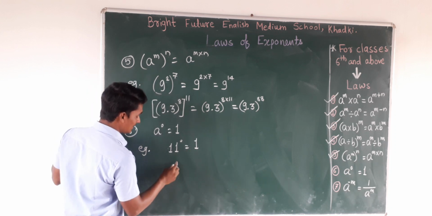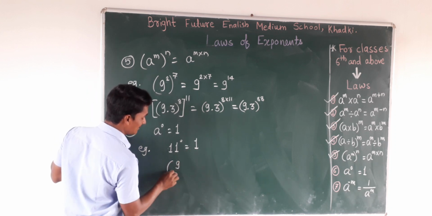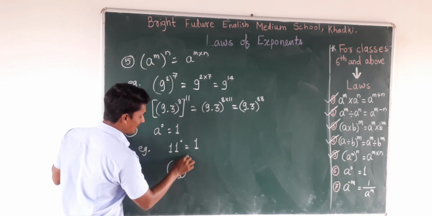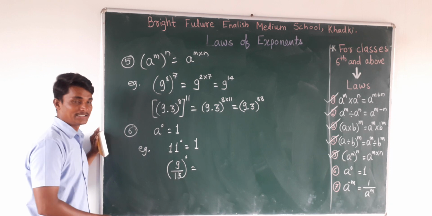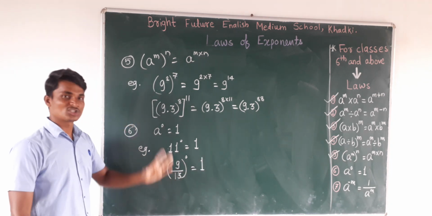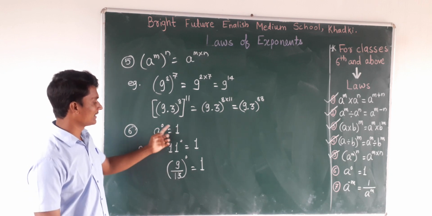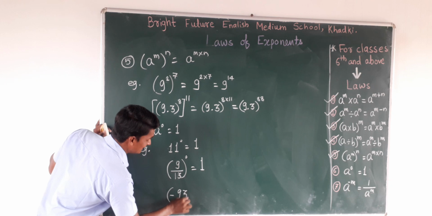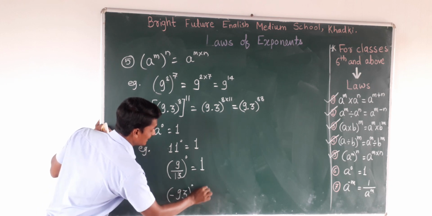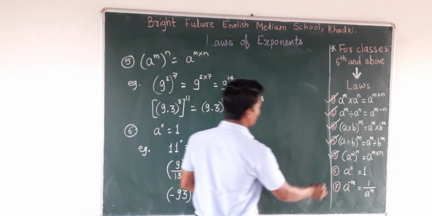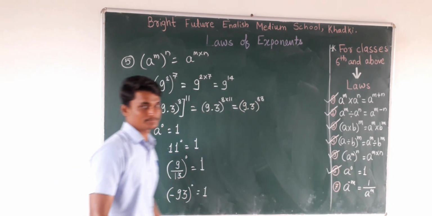If you write fractional number 9 upon 11 or 9 upon 13 and its power is 0, 9 upon 13, then again its answer is 1. That means what we have to understand, कौन सा भी नंबर हो अगर उसकी पावर 0 आती है तो उसका आंसर 1 आता है. Suppose another example, -93 raised to 0, then again its answer is 1. कौन सा भी नंबर हो उसकी पावर. So this is the rule number 6.